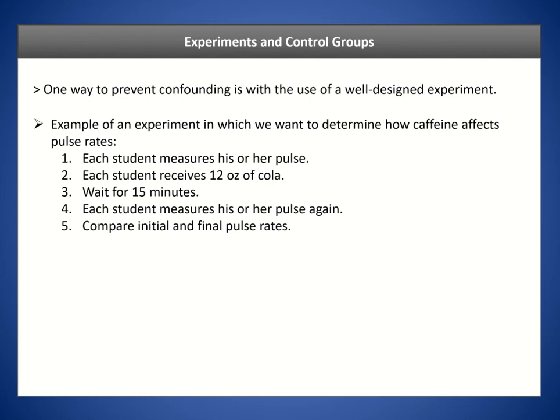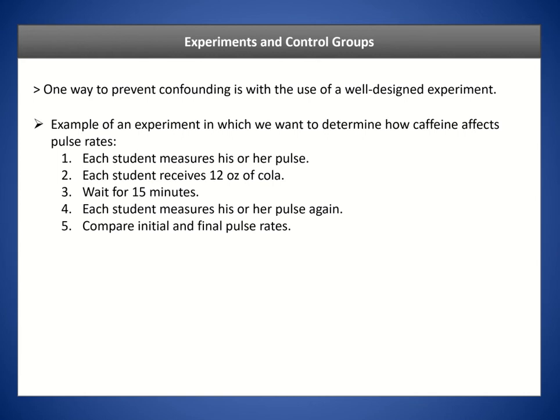So here is the layout of the experiment. Each student measures his or her pulse. Then the student receives 12 ounces of cola. They wait for 15 minutes. And then the student measures his or her pulse again after the cola. And then they compare the two pulse rates, the initial, the prior, and the final pulse rate. So this is an experiment.